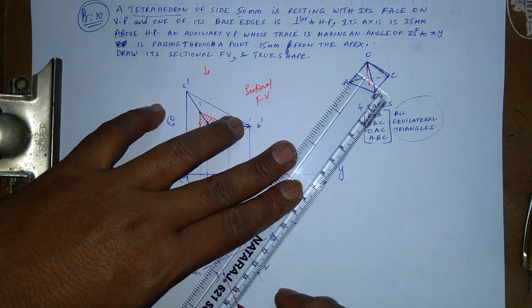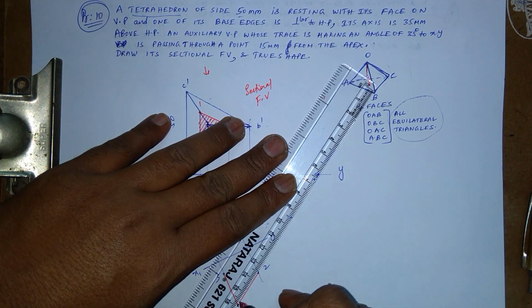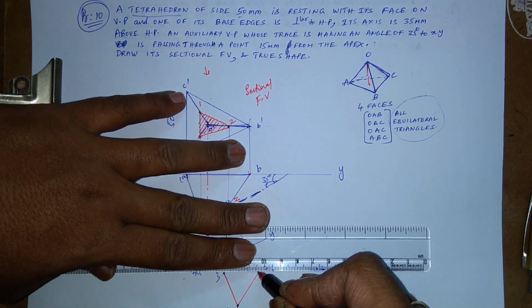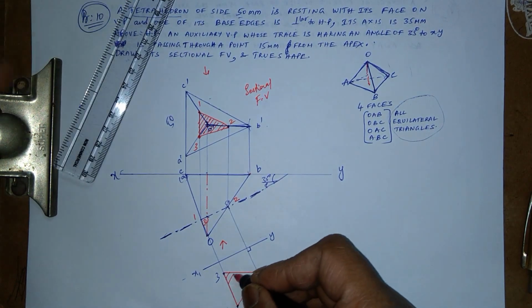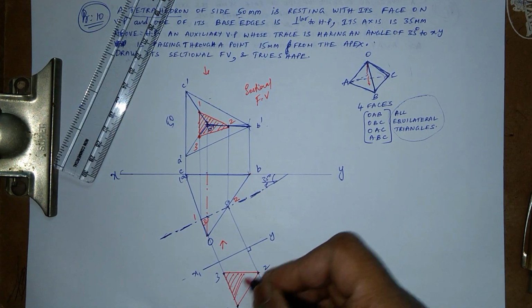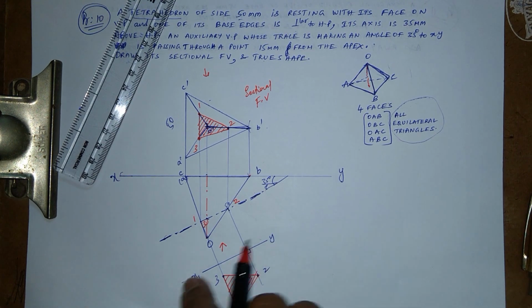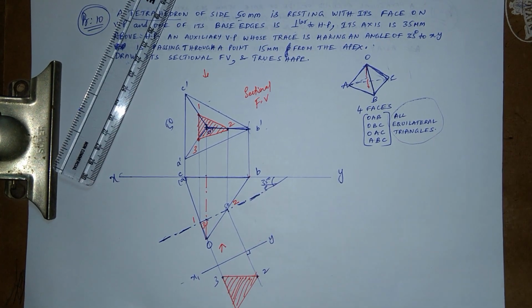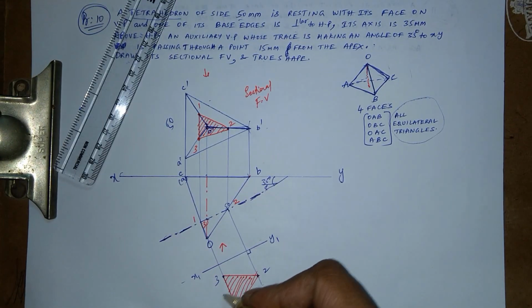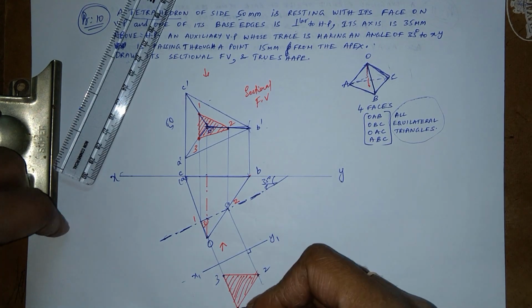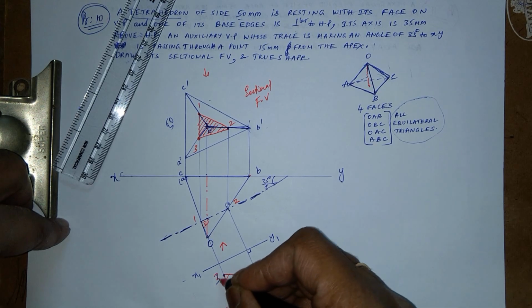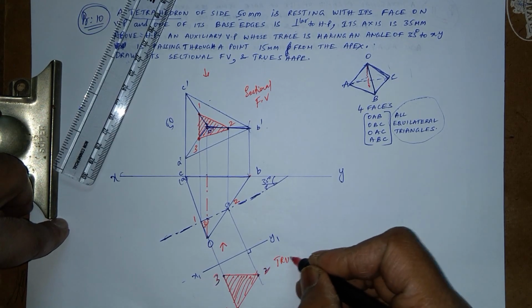So now I'll get the true shape. So this is just the opposite of what we have done earlier. This is your hatching. I'm just drawing the hatching at 45 degrees to the x1 y1 line. This is my x1 y1 line. So this is 45 degrees. So this is the true shape. 1, 2, 3. This is the true shape.